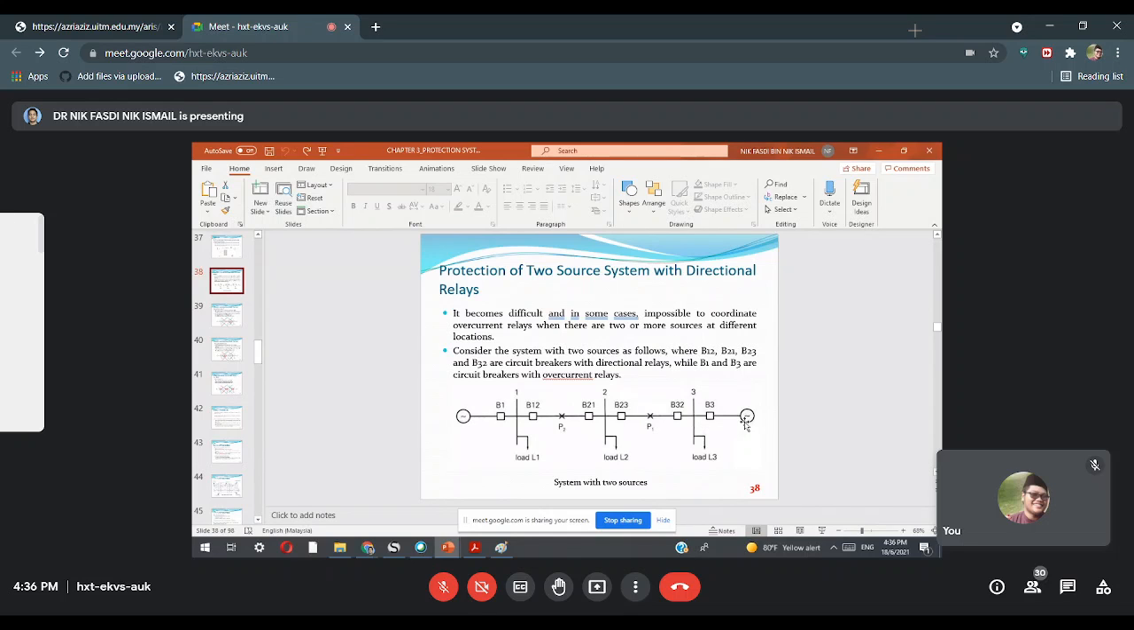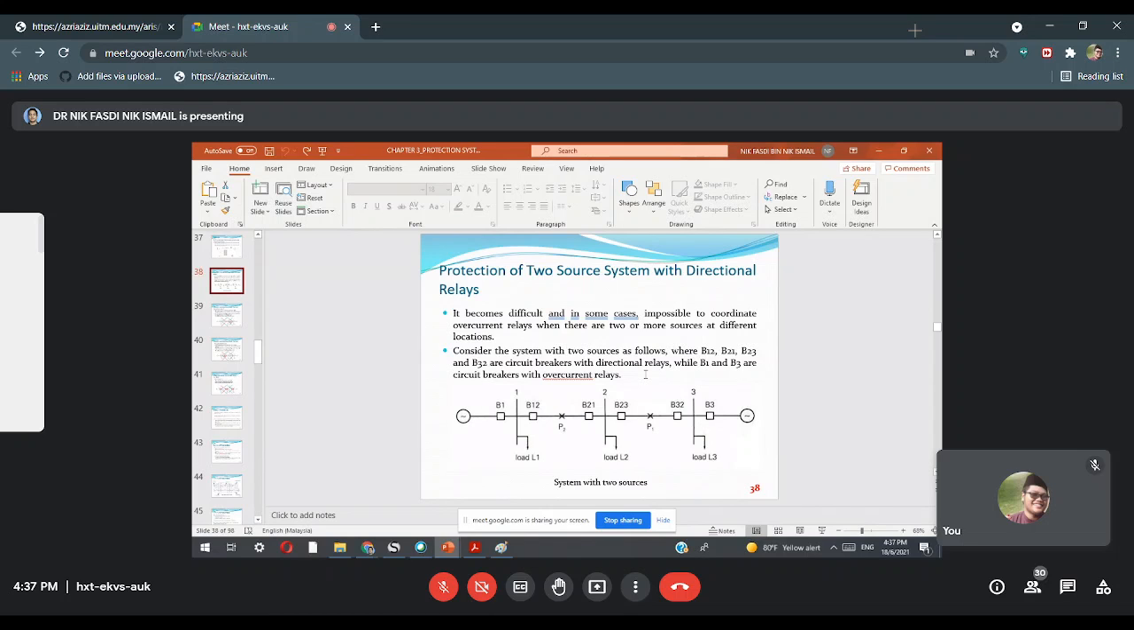Now, what happen if you have two sources in one system, one line? Okay, kita tengok one by one. Consider the system with two source as follows, where B12, B21, B23, and B32 are circuit breakers with directional relays, while B1 and B3 are circuit breakers with overcurrent relays.